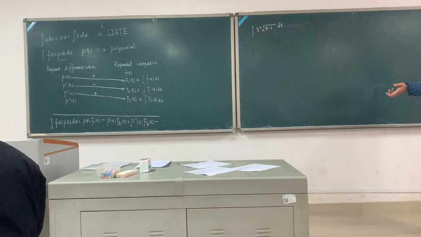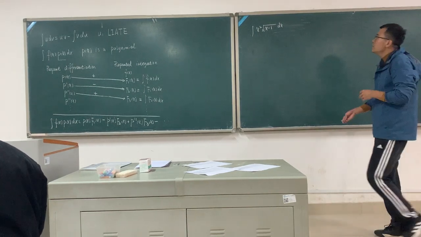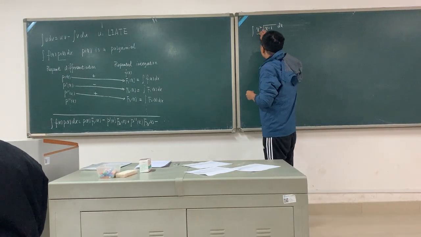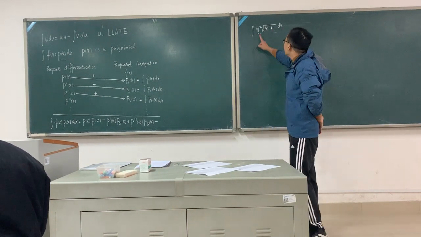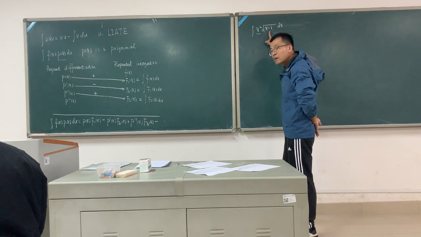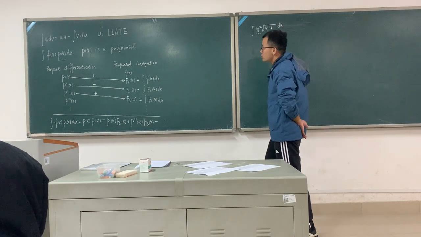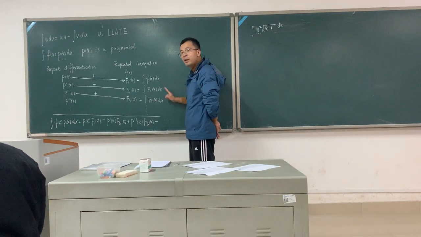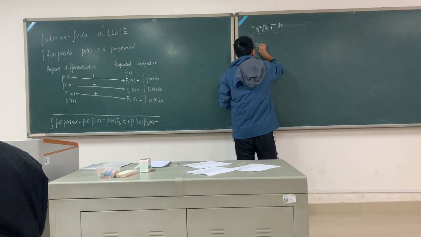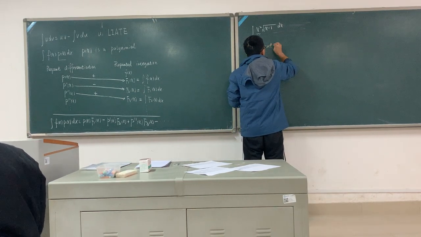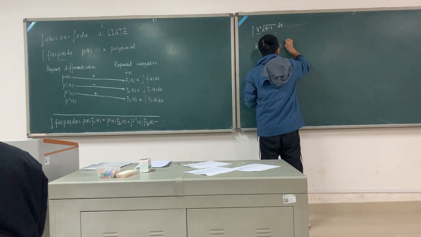But now we can see that x squared is a polynomial, times another function, so we can use this method. Here, the first column means the repeated differentiation.